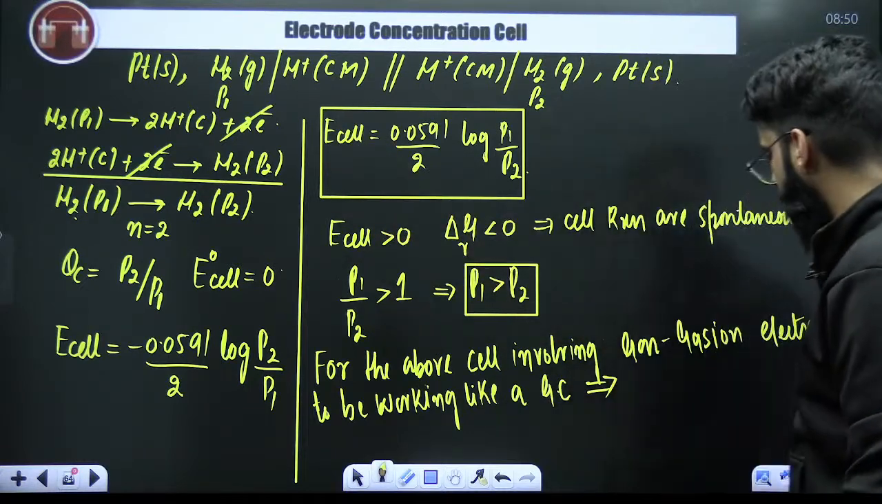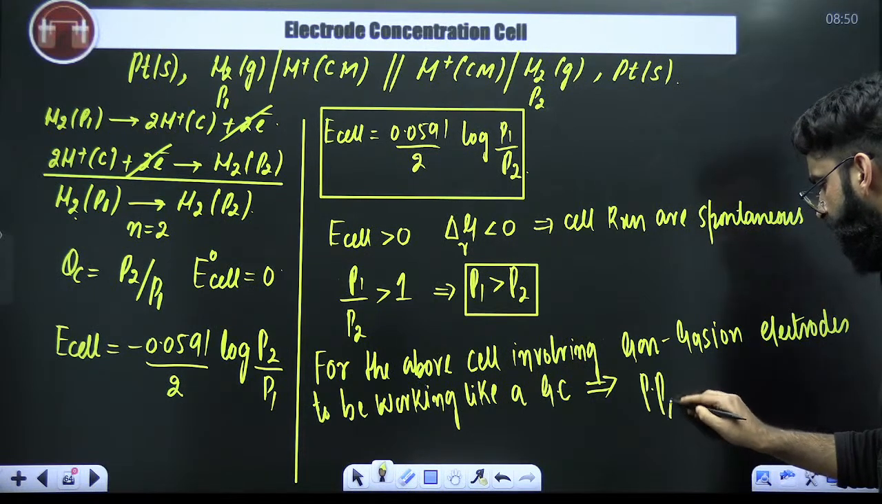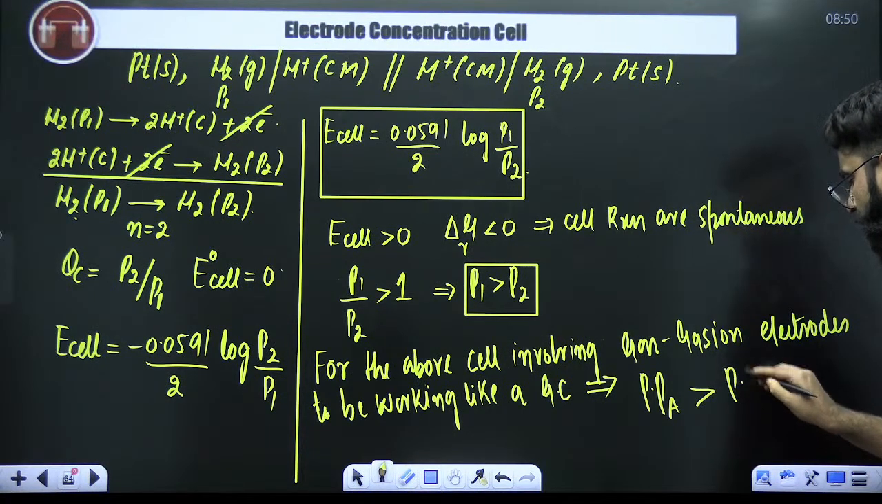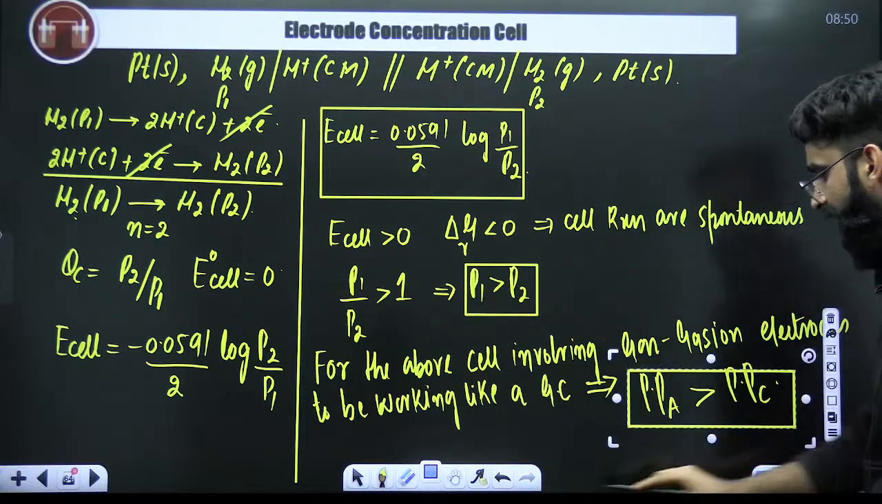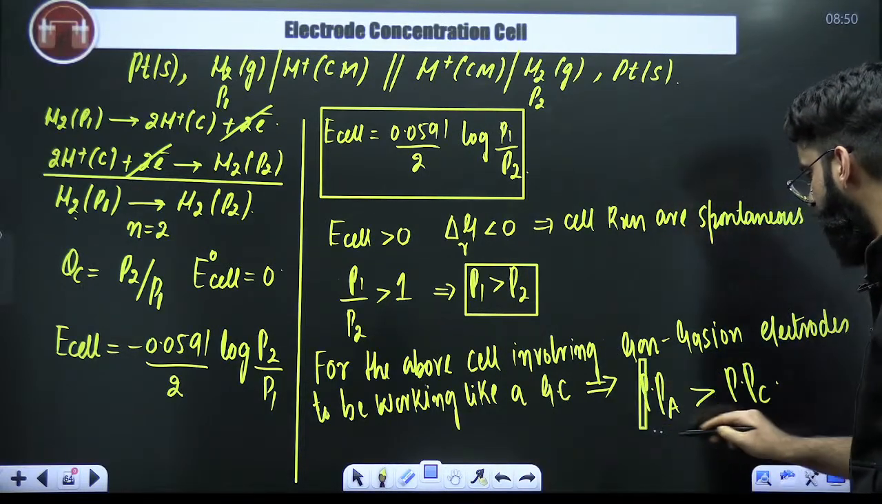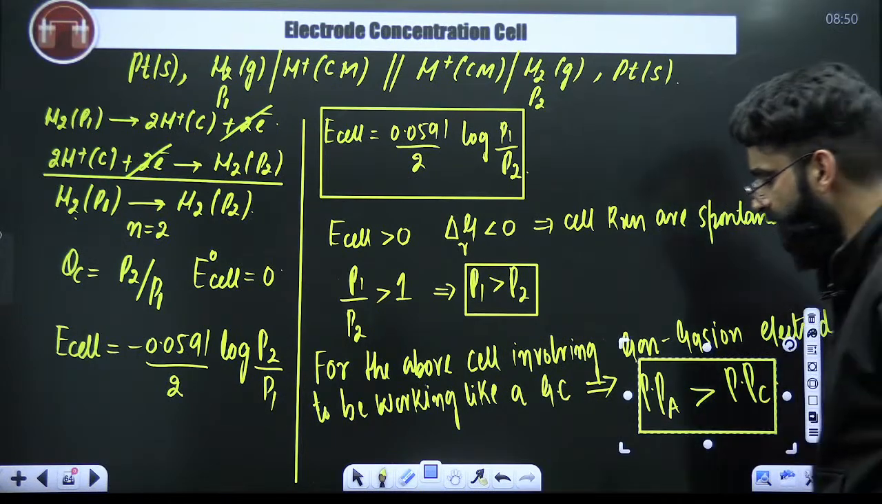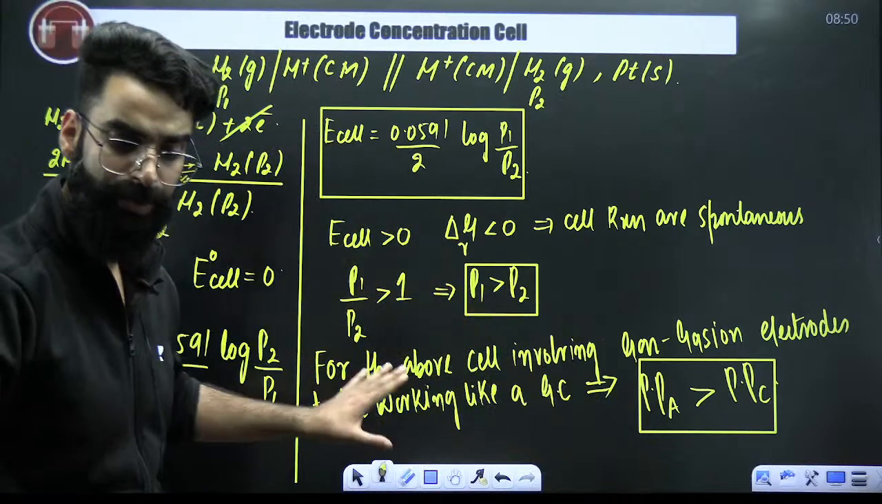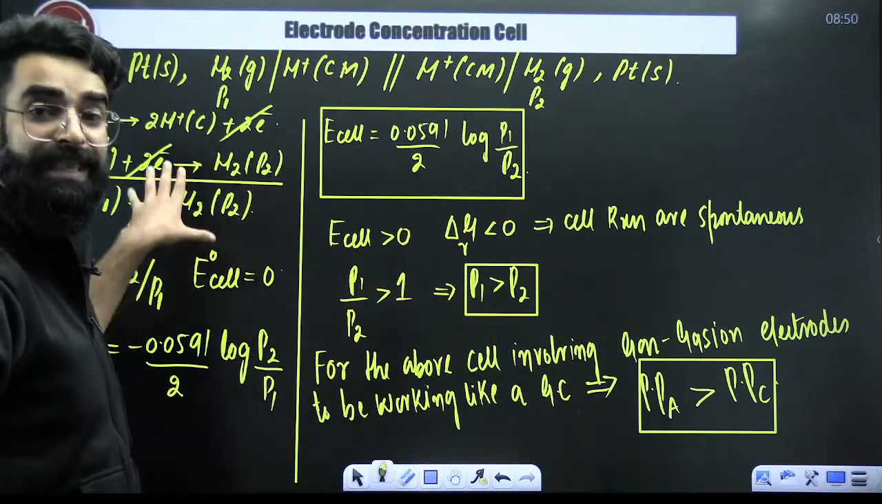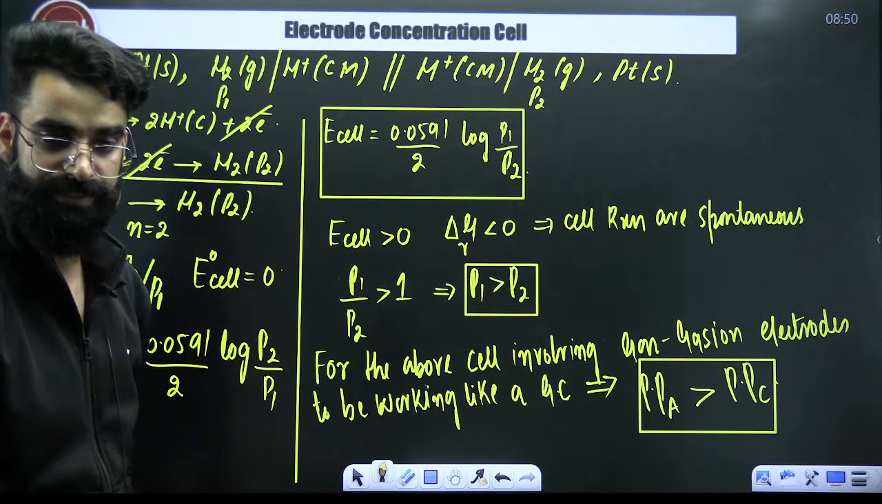P1 is the partial pressure of anode. Directly say, partial pressure of anode has to be greater than that of partial pressure of cathode. This is the condition which the cell has to follow. Then only the cell reactions involved in the cell will be spontaneous.